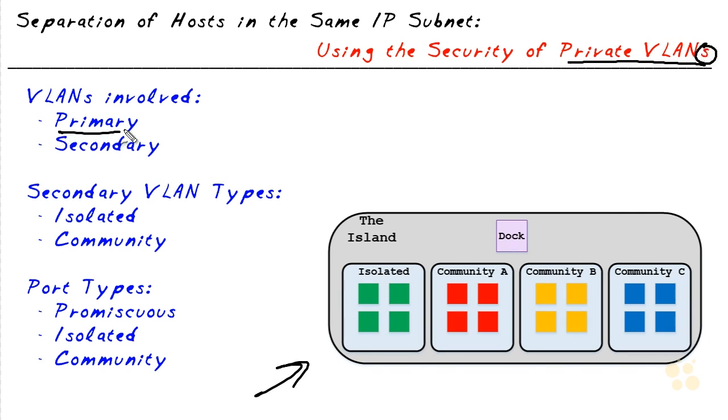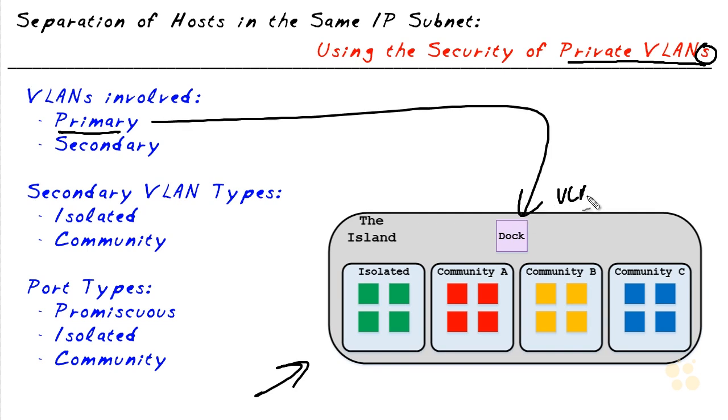We're going to have a primary VLAN. In this example, it's the island itself. Let's say it's VLAN 100. That's the primary VLAN. And associated with the primary VLAN is going to be some type of an IP network address space. So let's say that primary VLAN 100 is given the IP address space of 10.40.50.0/24. That's the subnet address space associated with that primary VLAN.